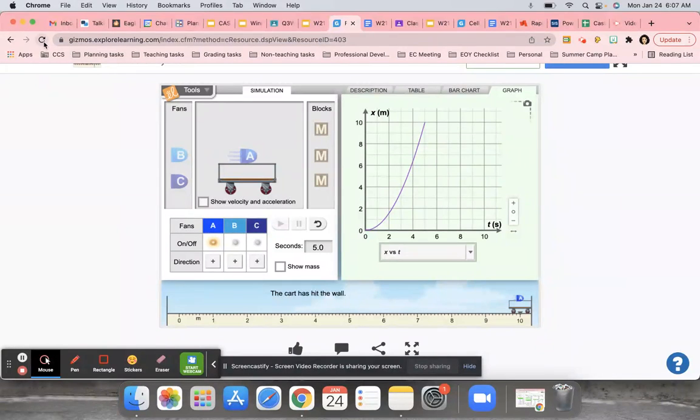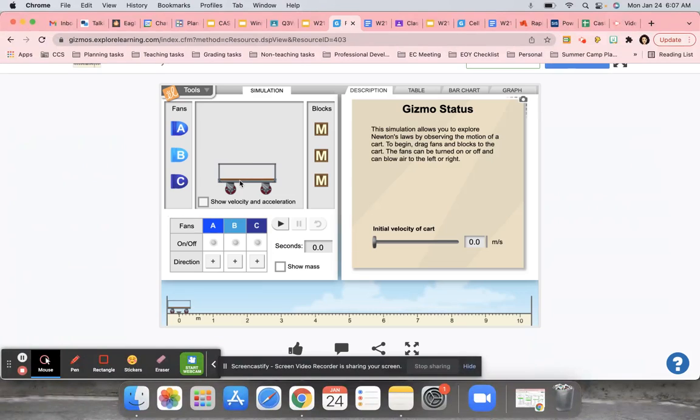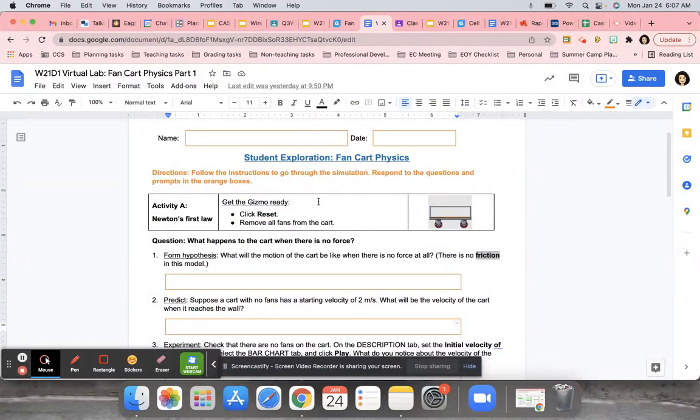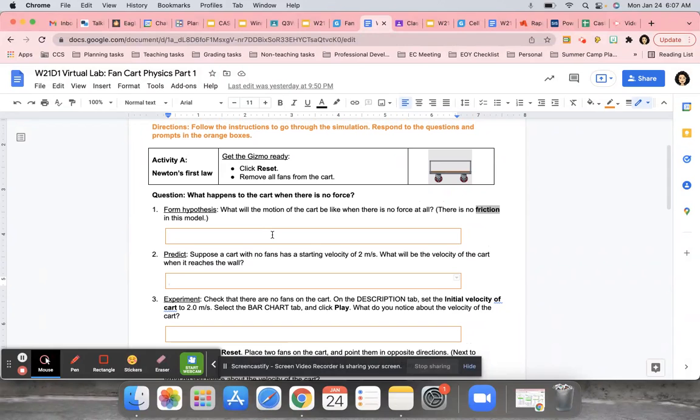Okay, so let's see it in this activity. So we'll click the reset button and remove all the fans. So we already removed it. And then the question we need to answer is, what happens to the cart when there is no force? Or shall we say, when there is a balanced force? So write your hypothesis first.